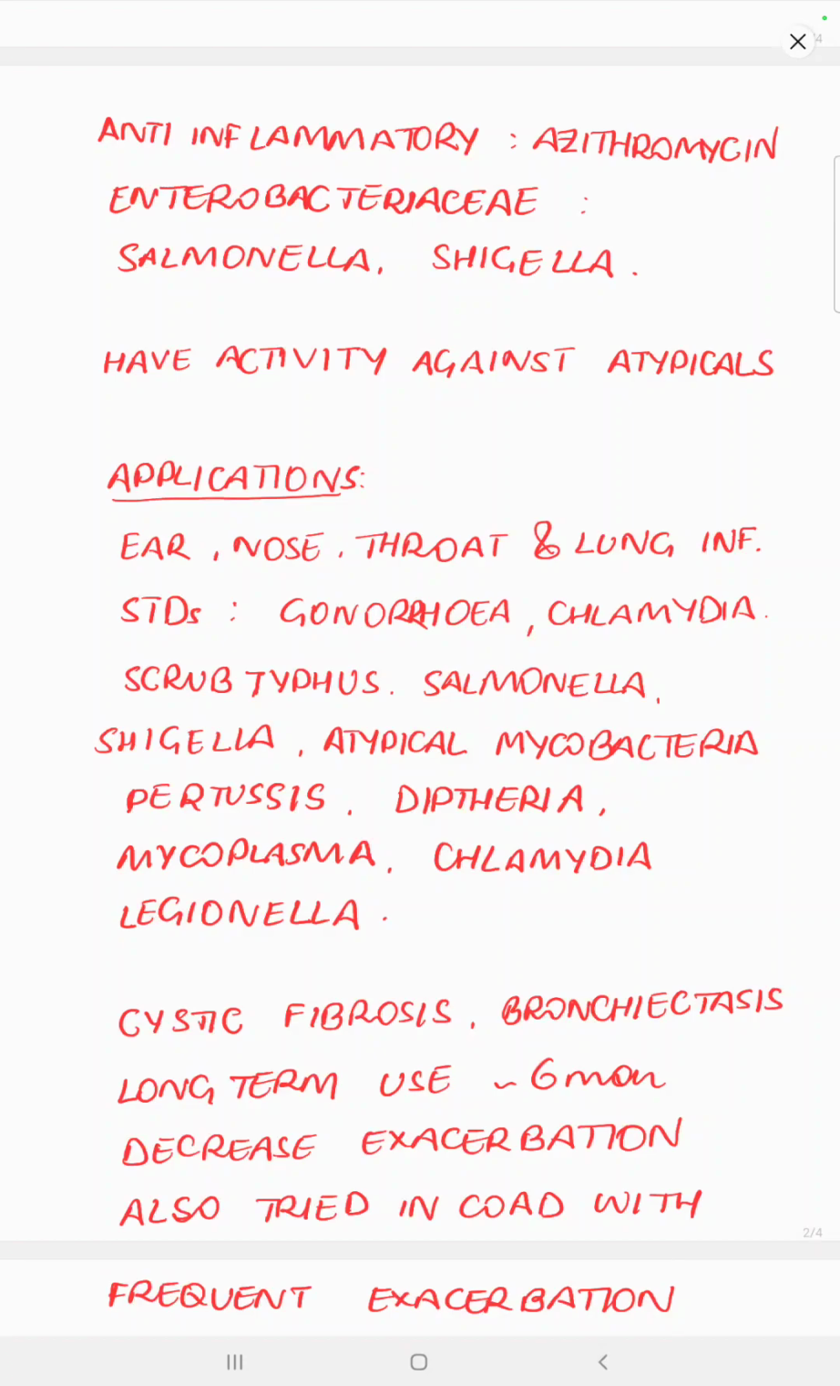Scrub typhus, Salmonella, Shigella, atypical mycobacteria, pertussis, diphtheria, all of these are responsive to macrolides. Mycoplasma and chlamydia, the atypicals, are also responsive to macrolides, and Legionella is also responsive to macrolides.